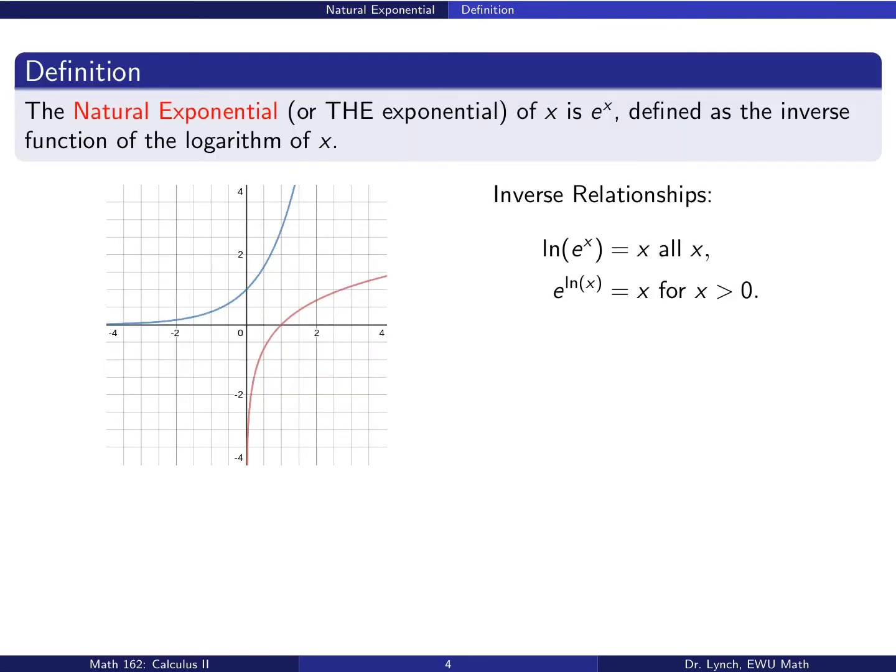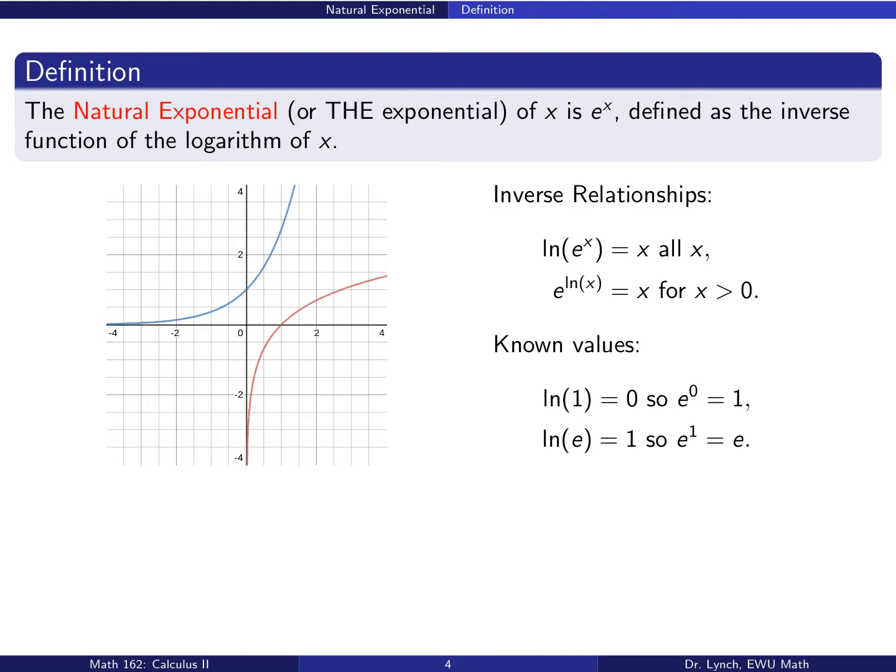So here's the natural exponent, or I call it the exponential function. The exponential function of x is e to the x, and it's defined as the inverse function of the logarithm of x. So we have these two inverse relationships: the natural log of e to the x is x for all x, and e to the natural log x is x whenever x is a positive number.